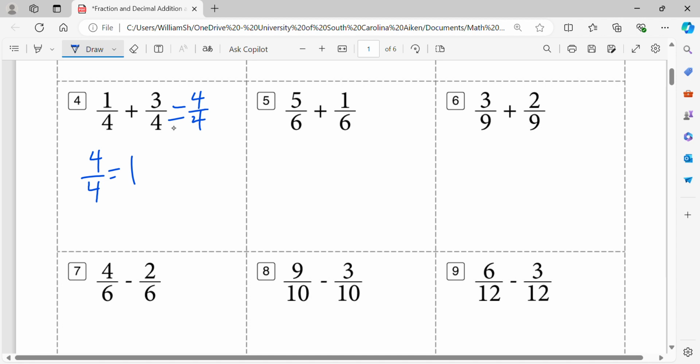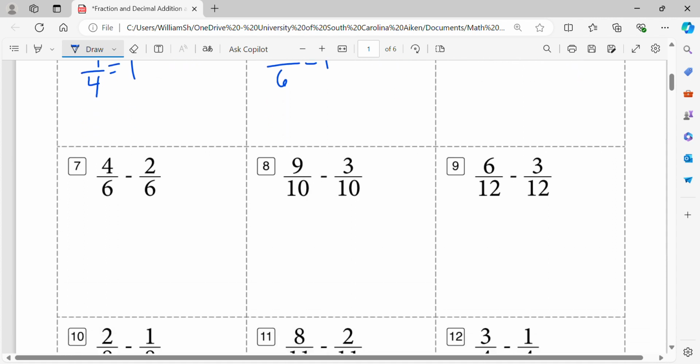All right, let's look at number 5. I have 5 over 6 plus 1 over 6. Should give me 6 over 6. 6/6 is equivalent to 1. All right, let's look at number 6. 3/9 plus 2/9. 3/9 plus 2/9 is 5/9. We cannot reduce 5/9, so we're done.